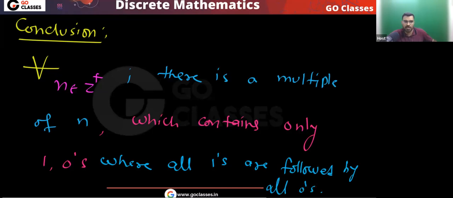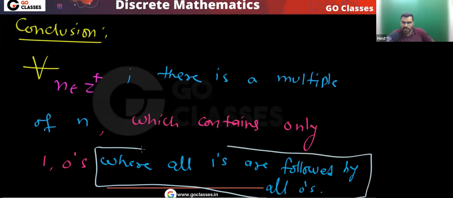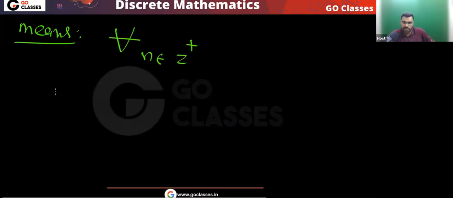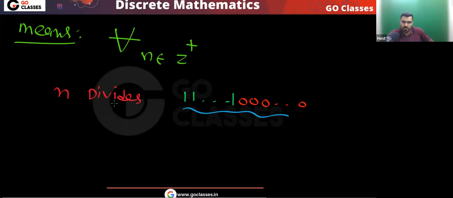Can I say this? How can you prove it? See what I'm saying. This additional point I'm saying contains 1, 0, where all ones are followed by all zeros. What it means is that whatever n you take, this n will divide this type of number: 1, 1, 1, 1 and then 0, 0, 0, 0. N divides this type of number.